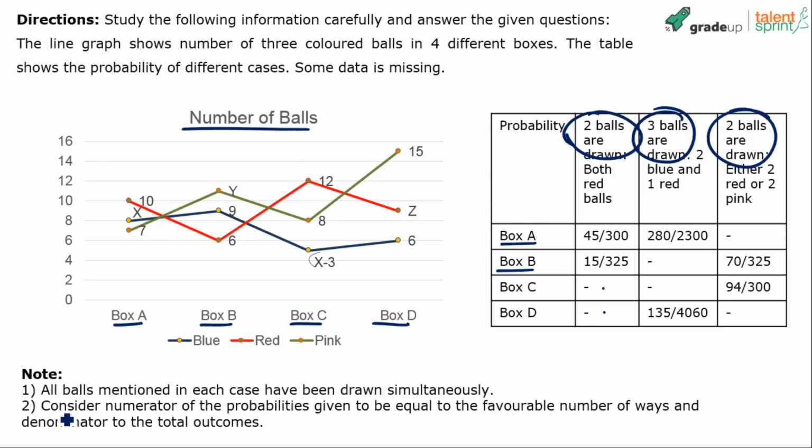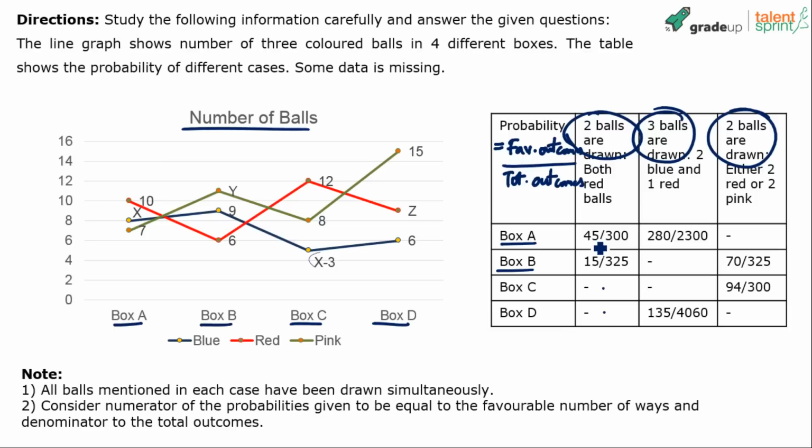The second point to be noted is, consider the numerator of the probabilities given to be equal to the favorable number of ways, and the denominator will be the total outcomes. See, what is the definition of probability? Probability is nothing but the total number of favorable outcomes by total number of outcomes. Yes or no? Probability is nothing but the number of ways in which you can get the desired output divided by the total number of ways. So what he says is, in all these numerators and denominators that you see here, the numerator represents the number of favorable outcomes and the denominator represents the total number of outcomes.